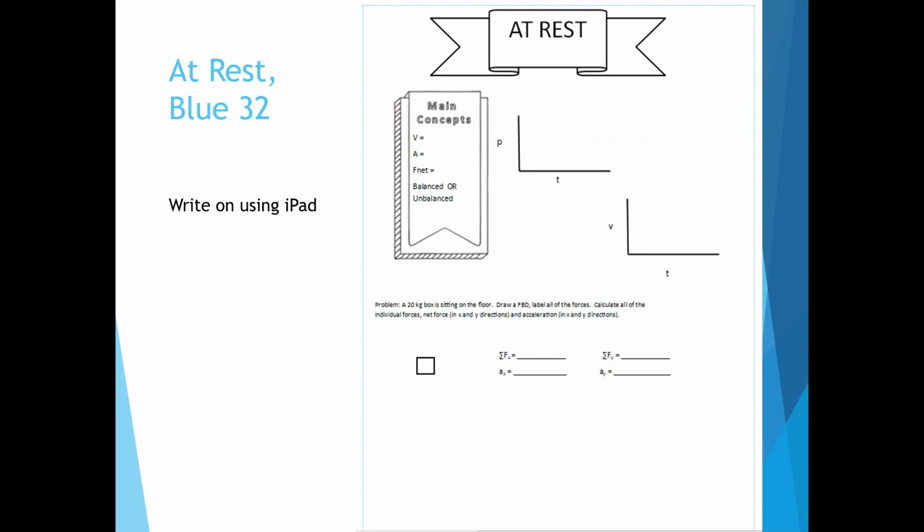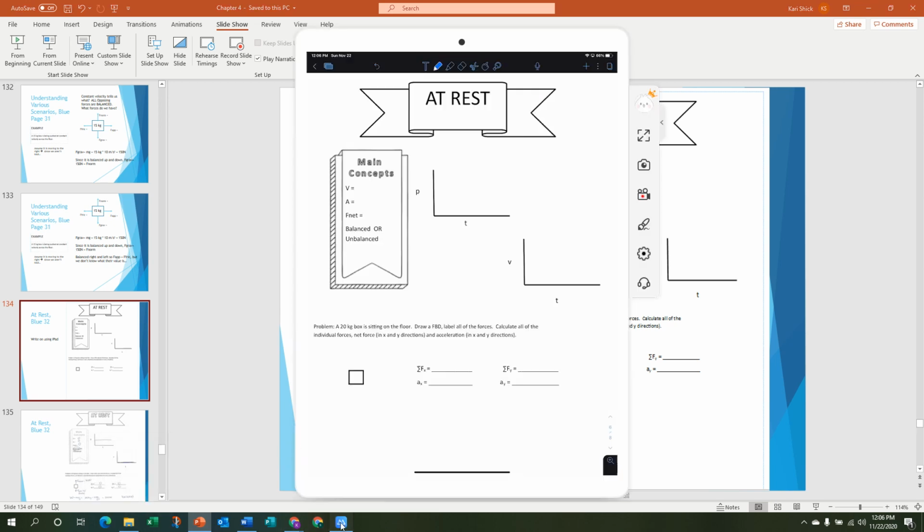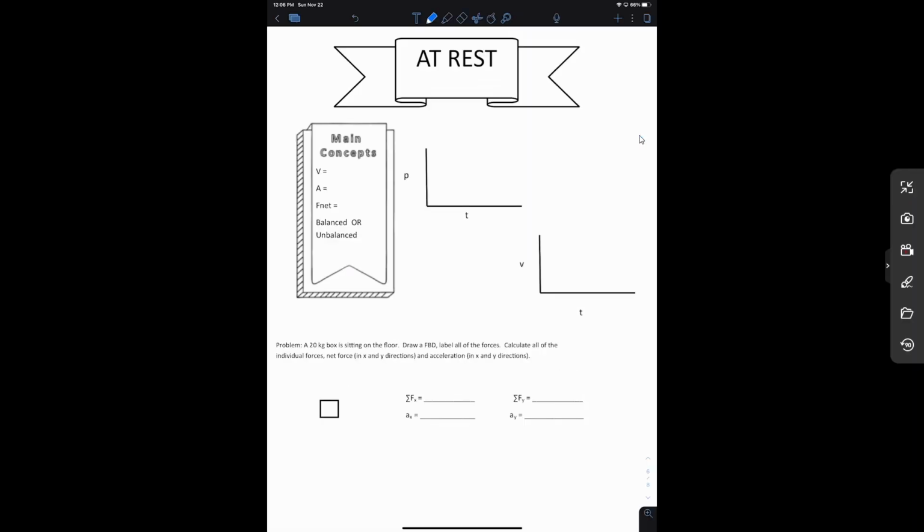Okay, so now we're going to go over our summary sheet and an example here for systems that have objects at rest. So I'm going to be going back and sharing my iPad, actually my daughter's iPad, who's helping me here with these first videos, so thank you. Okay, so at rest. So what do we already know about objects that are at rest?